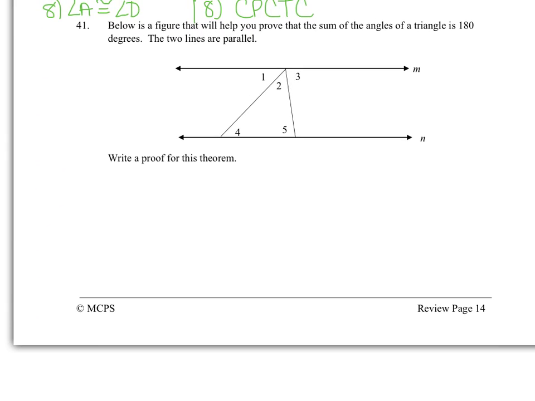Finally, for 41, below is a figure that will help you prove that the sum of the angles of a triangle is 180 degrees. So this is what we're trying to prove. We've got the triangle that has angles: the measure of angle 2 plus the measure of angle 4 plus the measure of angle 5 is 180 degrees. So that's essentially what we're trying to prove. And what we're given is that the two lines are parallel. So we're going to write a proof for this theorem.